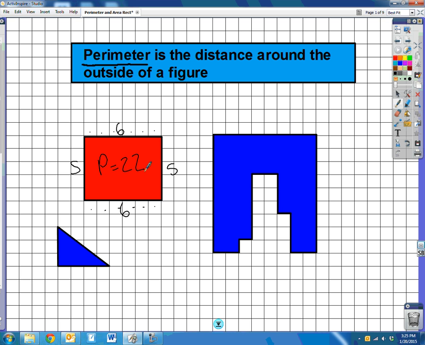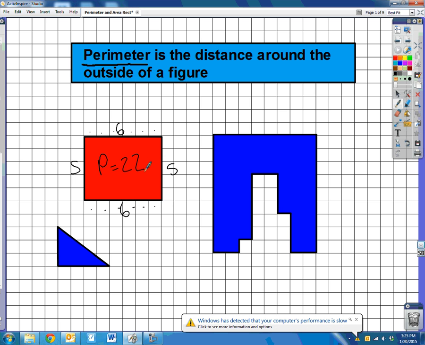Okay. So what I'd like you to do is find the perimeter of the blue triangle and the blue weird-looking shape thing. Pause it. I'm assuming you paused it. Try it. Get those perimeters, and I'll tell you what my answers are, and see what yours are, and we'll compare the difference. So the first one, the triangle.